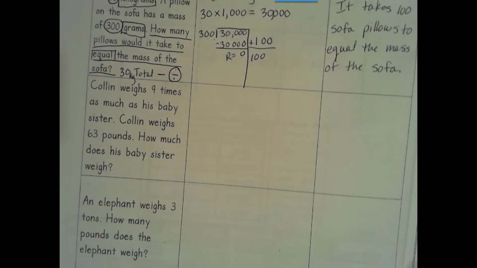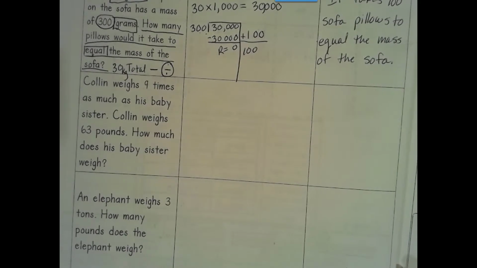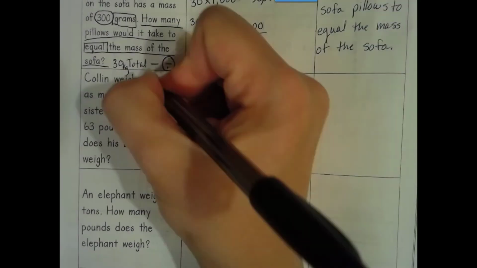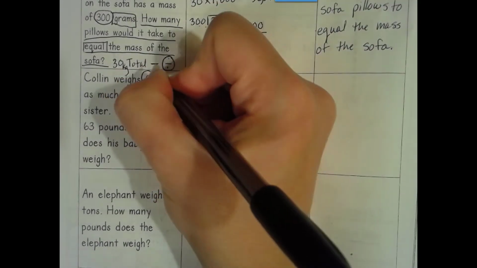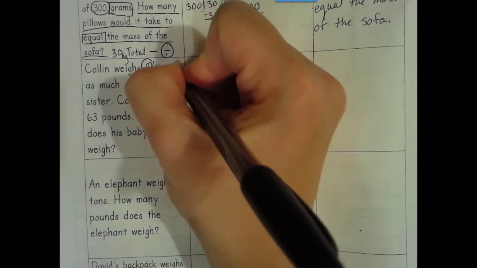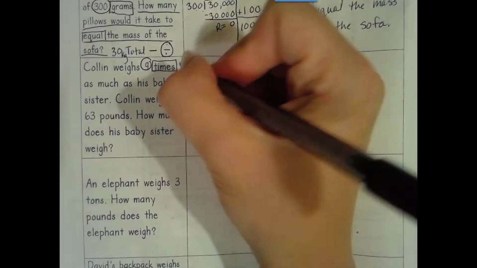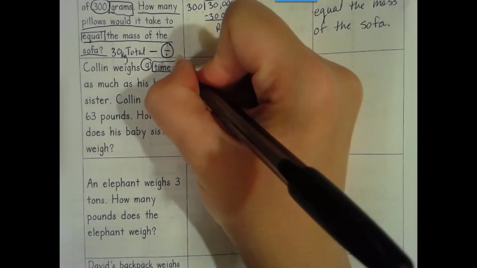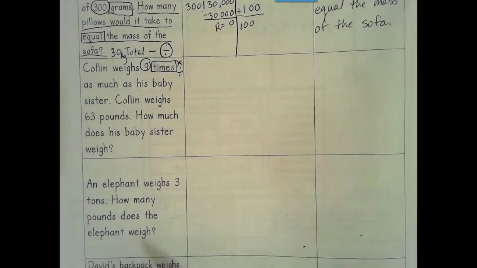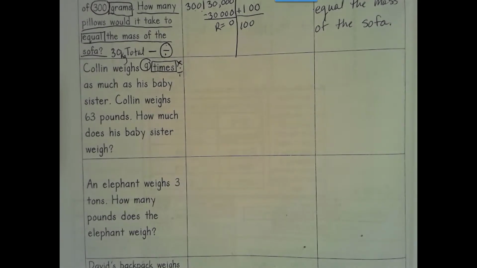Right. Next problem. Colin weighs 9 times. So when I see the word times, I'm either going to multiply or divide. Depends on whose weight we're told. If we're told Colin's, we're going to divide. If we're told the other person's, then we're going to multiply.